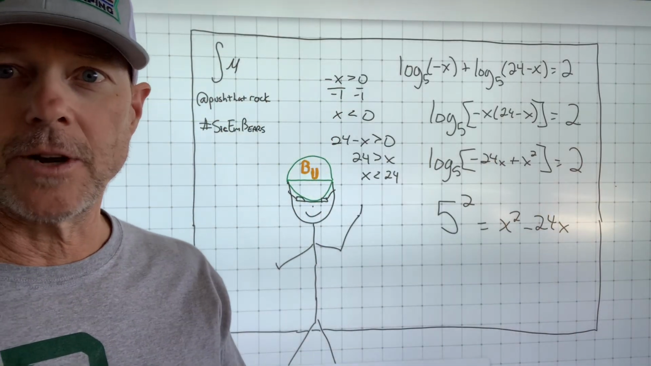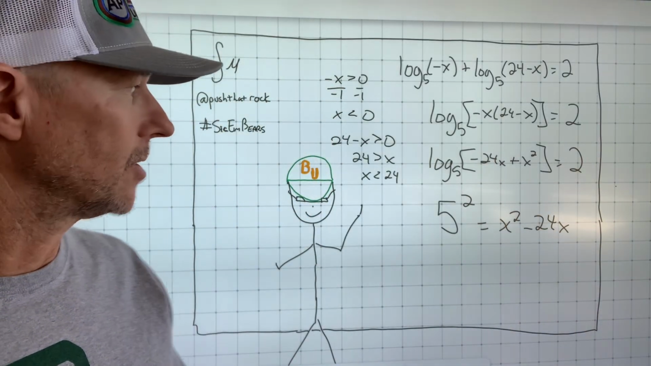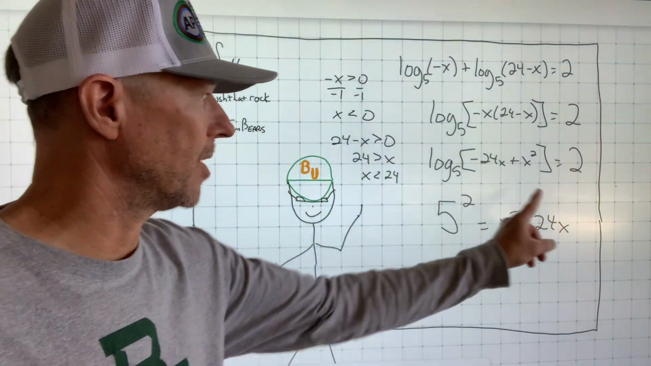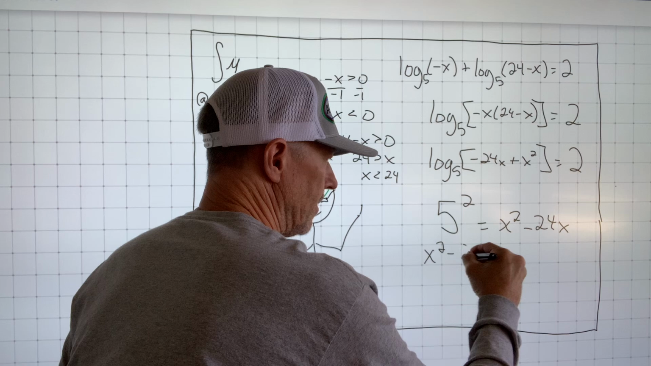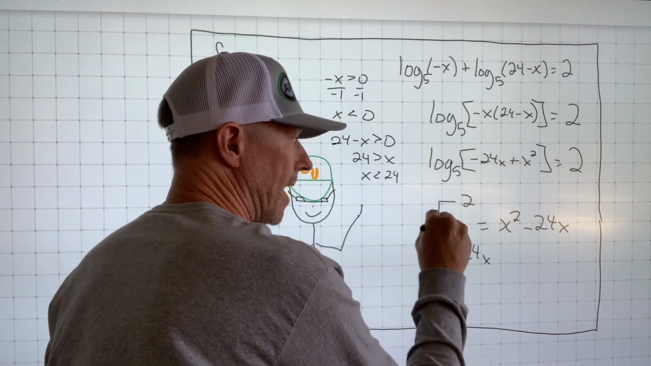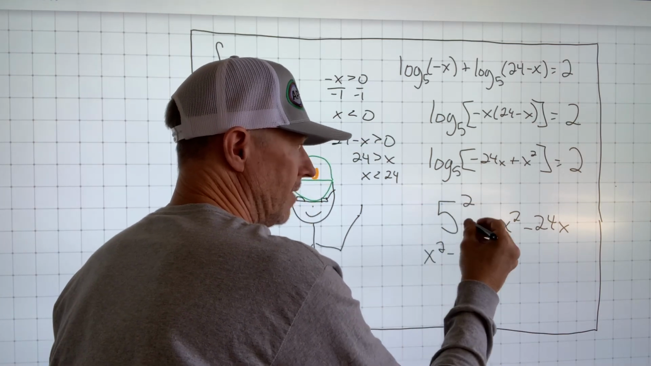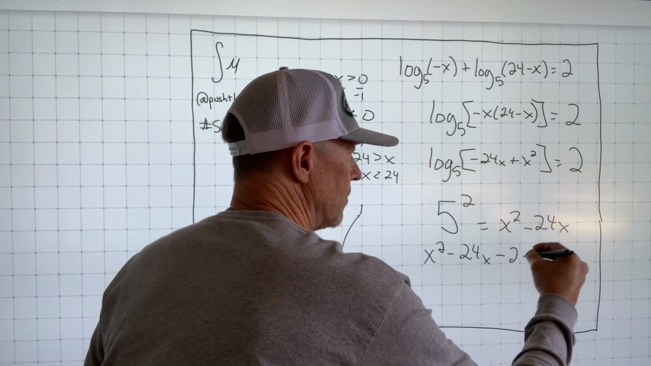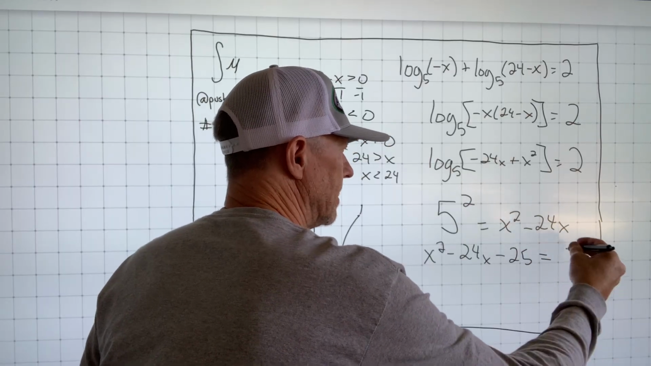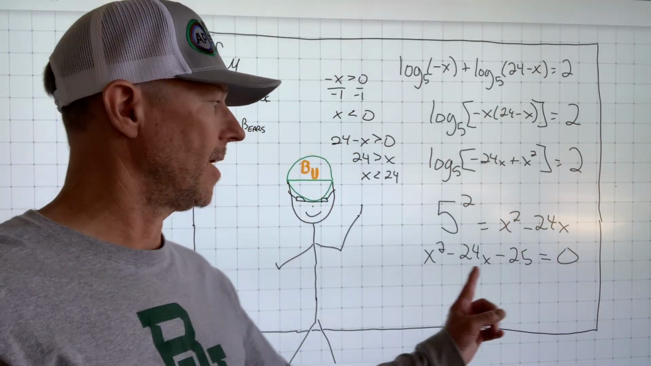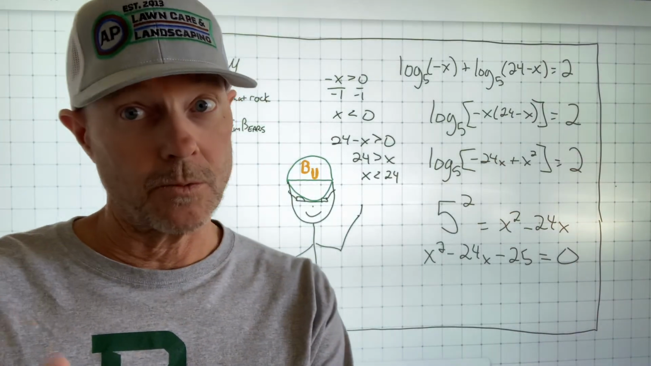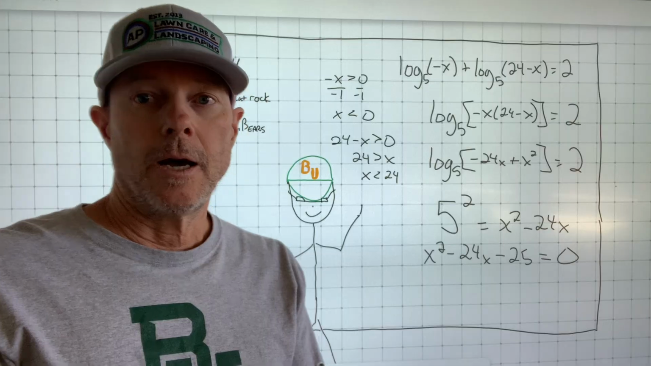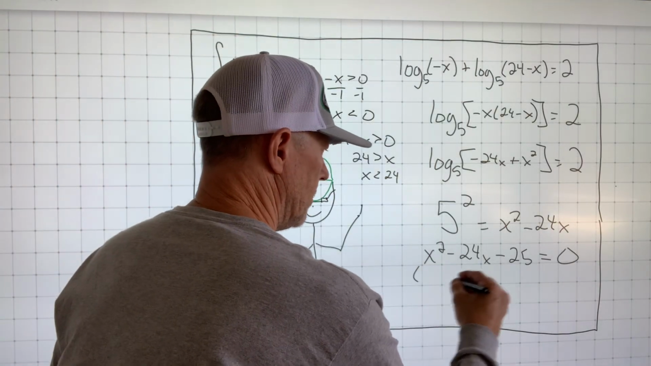Uh-oh, we have a quadratic equation. So we're going to set this equal to 0. We'll subtract this over. So the x squared is positive. We have minus 24x, and then we're going to subtract this 5 squared, which is 25. So we're going to minus 25, and that leaves this side 0. So now I have the quadratic equation set equal to 0. We'll try factoring. If factoring doesn't work, we'll use the quadratic formula. But let's try factoring.